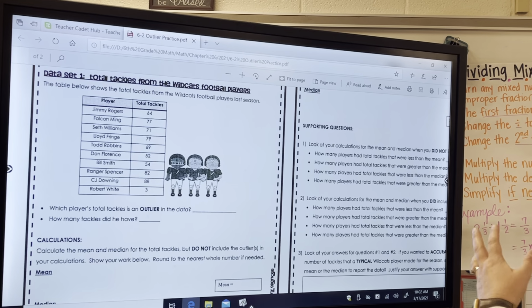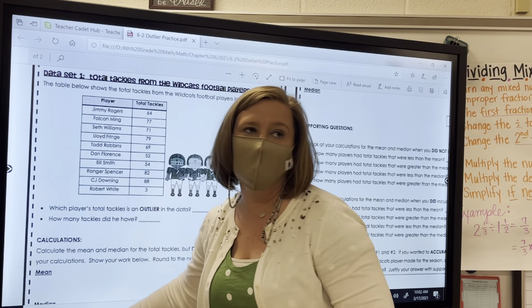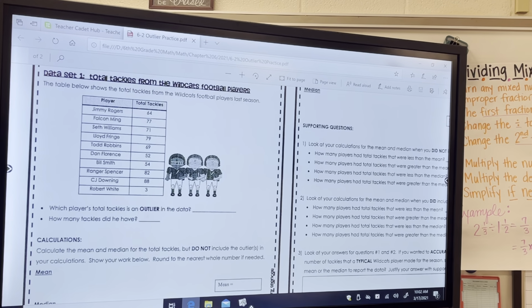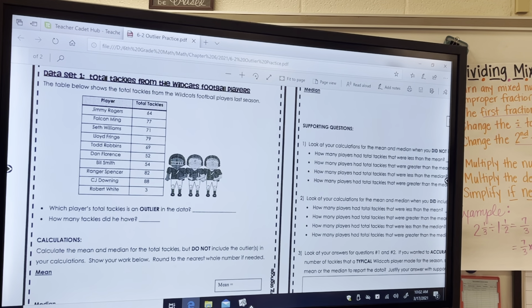So this entire assignment is about determining the outlier. It's about picking out the outlier and deciding how that outlier affects our data. Okay? Yes, sir.